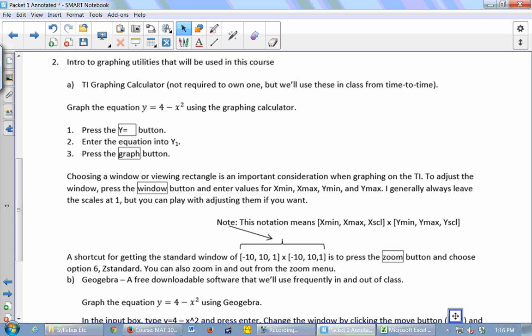come up with graphs. So first, I'm going to show you a little bit on a graphing calculator. If you happen to have one, you can follow along. If you don't, don't worry about it because it's not required. So I'm going to do a little demo with a graphing calculator and a little demo with Geogebra.